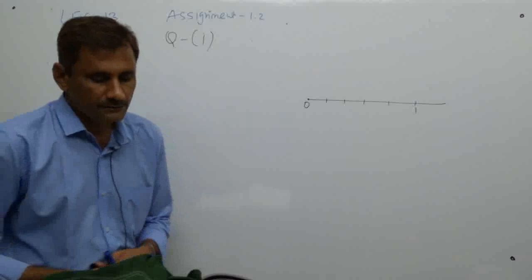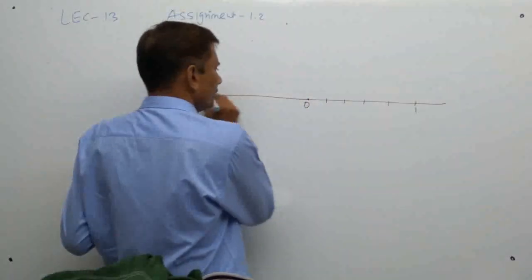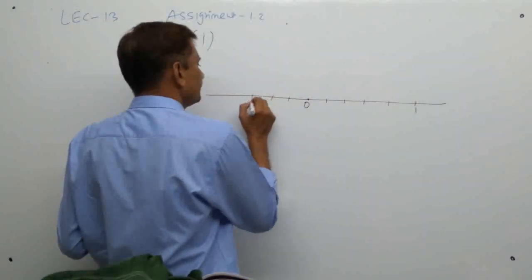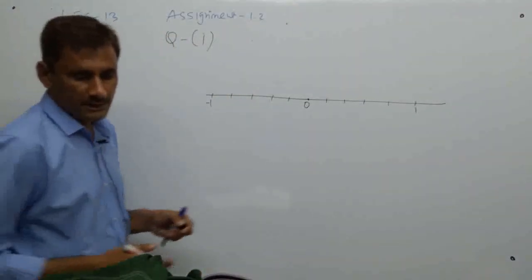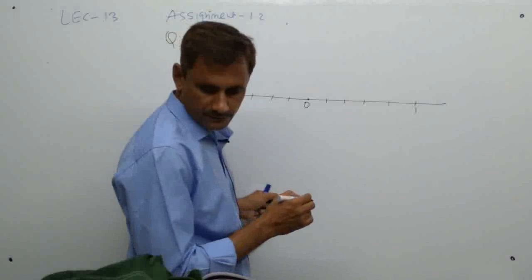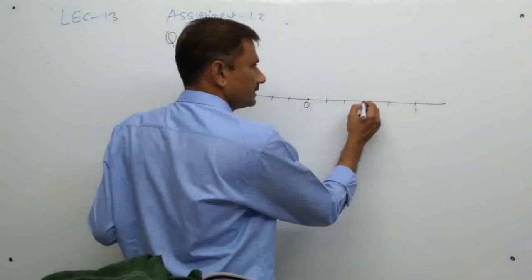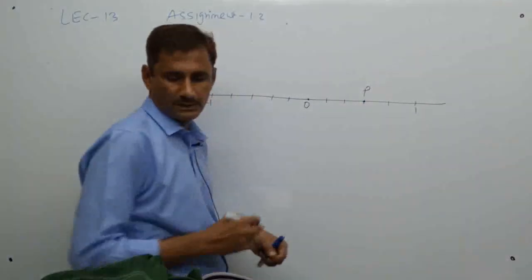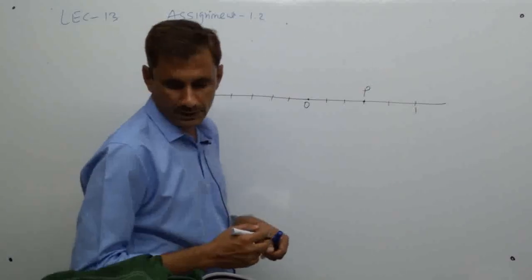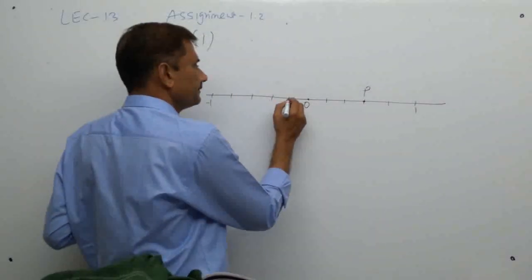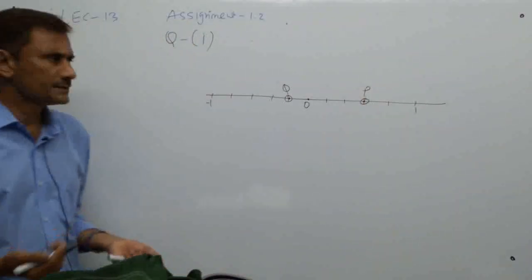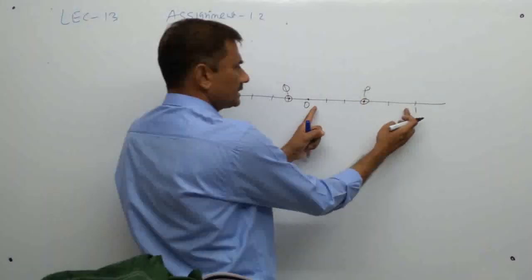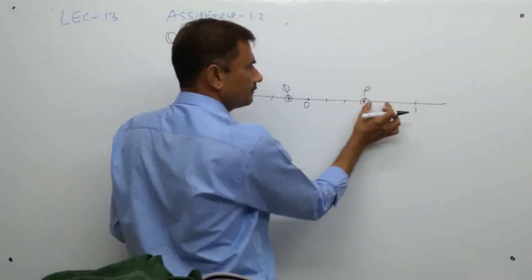Here also, it will be minus 1 after 5 gaps. They place P here, at the third place: 1, 2, 3. P is here, and Q is here only. Now again, how many parts are there? 5: 1, 2, 3, 4, 5.